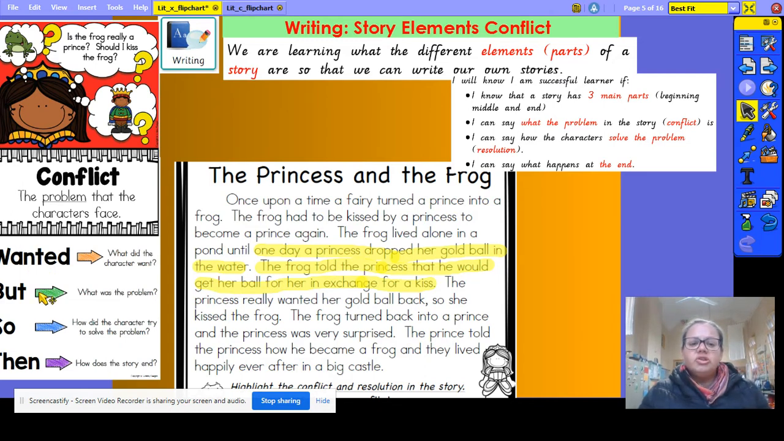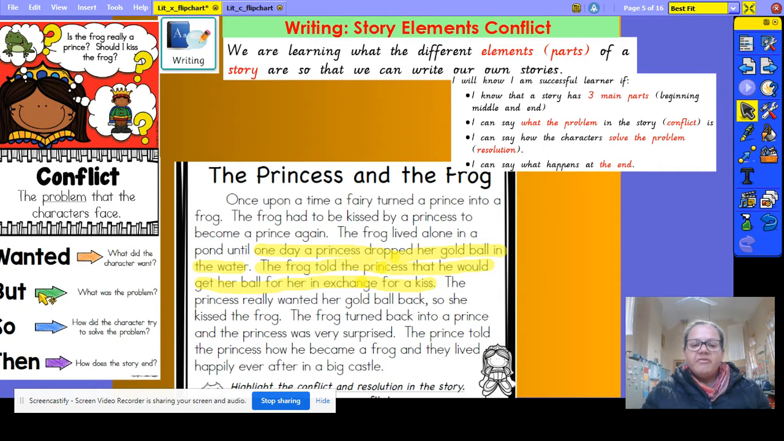Now, what I'd like you to do is go and look at the 2 stories that you've been given. The one is called The Lost Bicycle, and see what is the problem in that story. What is the conflict? What did the character want, and what was the problem? Now, I'm going to stop here for now because I'd like to spend a little bit more time on the next part, which is the resolution. So we'll call that part 2.